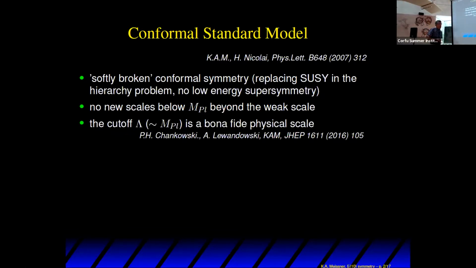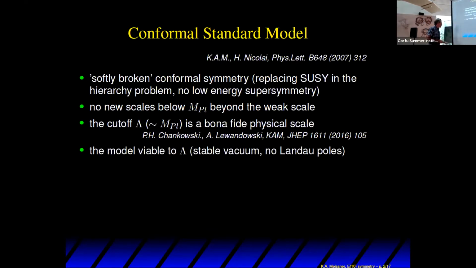The cutoff is a bona fide physical scale. So we don't hide the problem of the quadratic divergences within the dimensional regularization, because it's only hiding the problem and not really solving the problem. The model should be viable up to lambda. The vacuum should be stable.